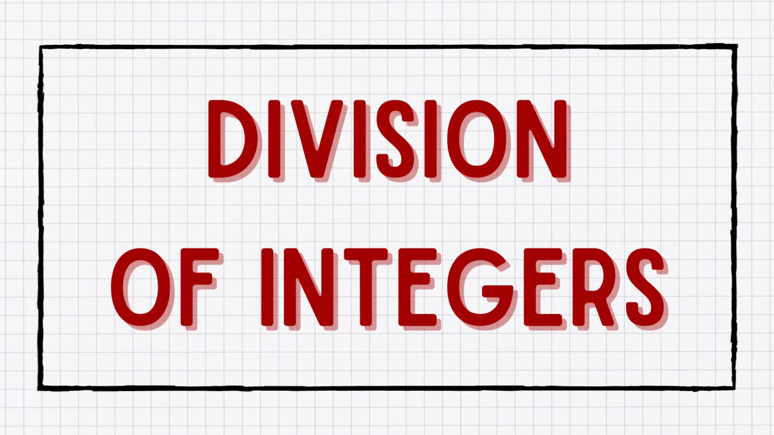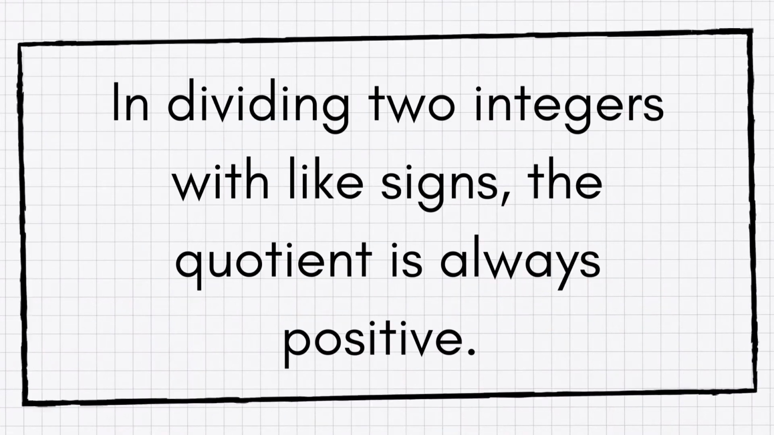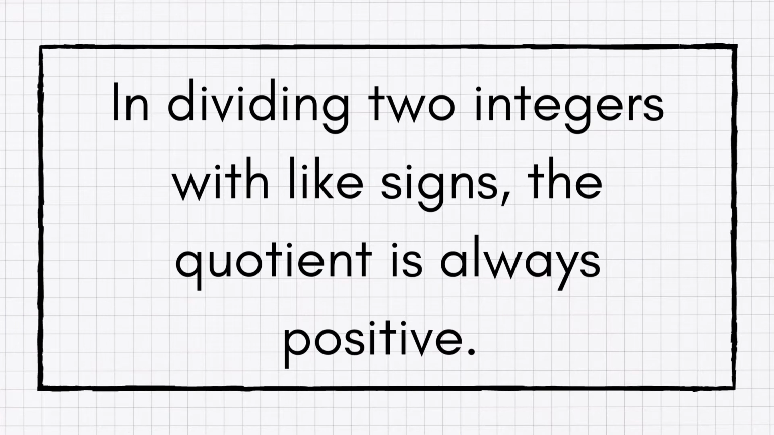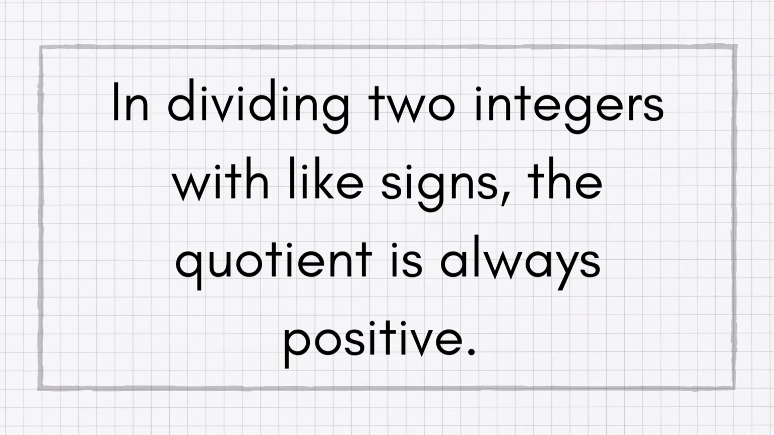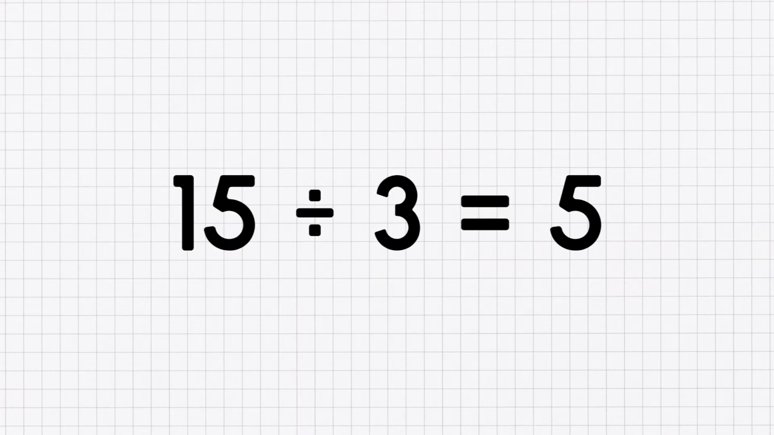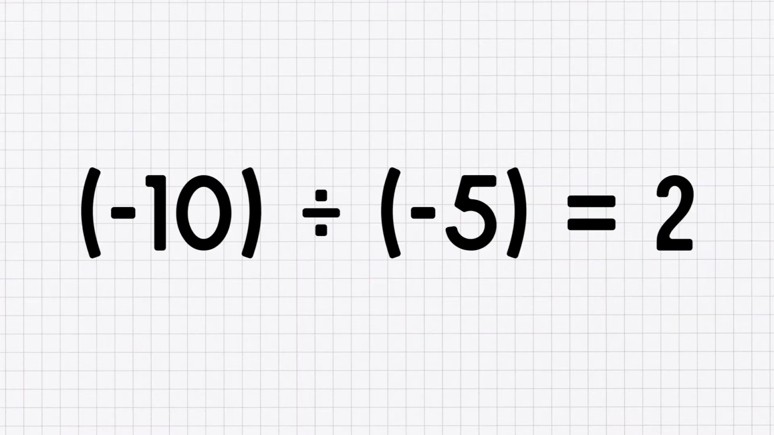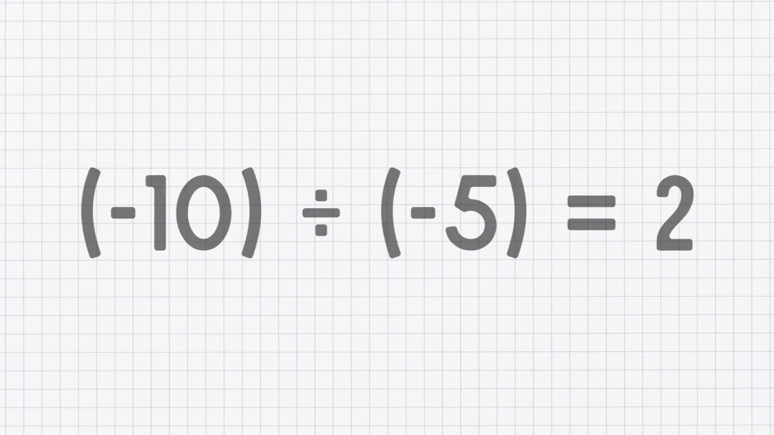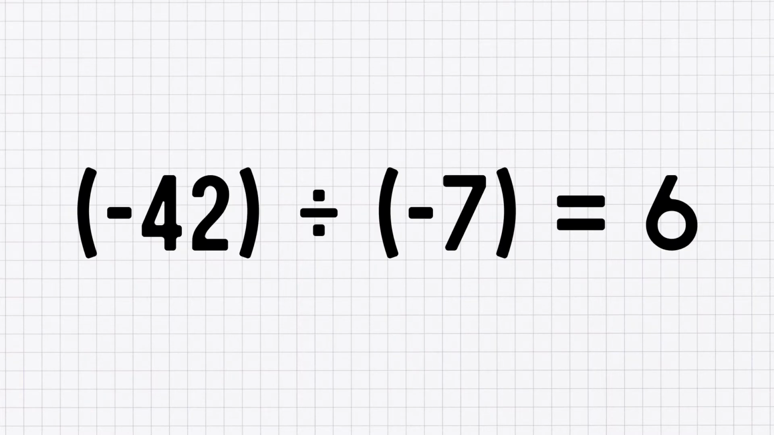Let's now move on to the division of integers. So similar with the rule in multiplying, in dividing two integers with like sign, the quotient is always positive. For example, positive 8 divided by positive 2, that will give us positive 4. Positive 15 divided by positive 3, the answer would be positive 5. Negative 10 divided by negative 5, the answer is positive 2. And for the last example, negative 42 divided by negative 7, that will give us positive 6.